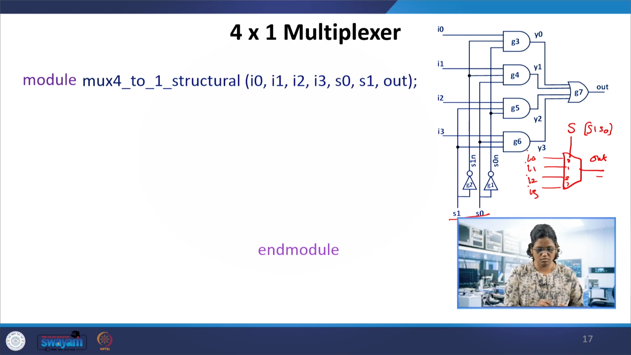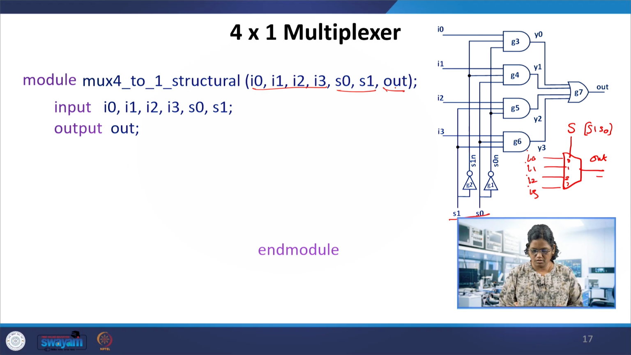So mux 4 to 1 structural: I0, I1, I2, I3, S0, S1 are the select lines, and out. What are the inputs here? I0, I1, I2, I3, S0, S1.